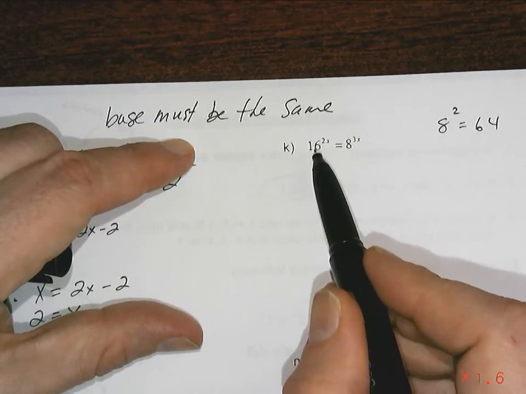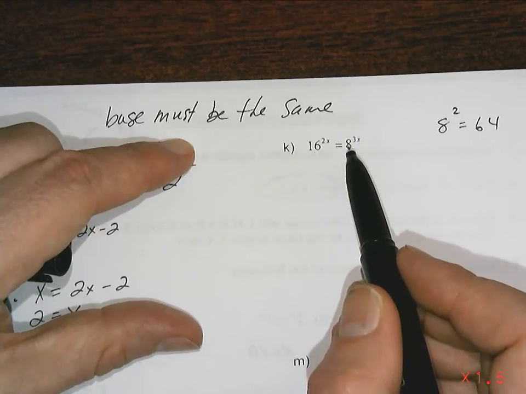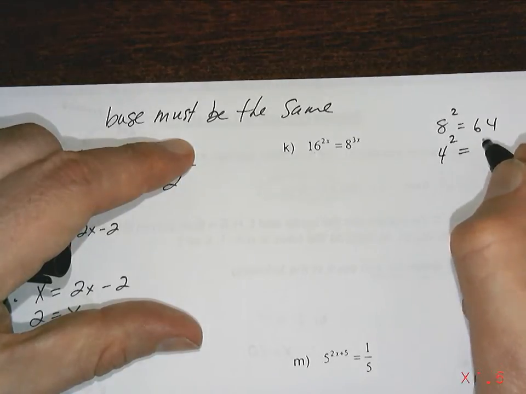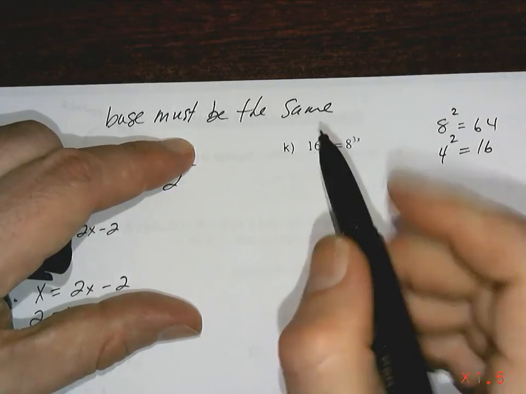I could change it to base 4. That would be 4 squared. But I can't change 8 to base 4. So 4 squared is not 8. It's 16. So that doesn't work either. So I have to find a common base that they can both be changed to.